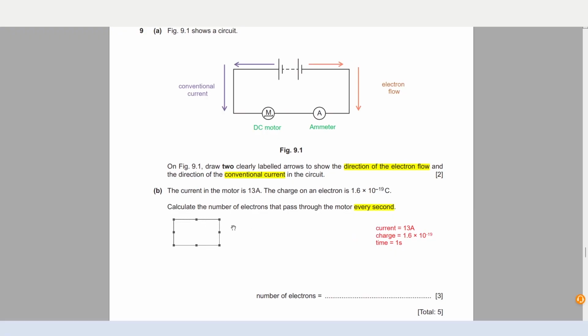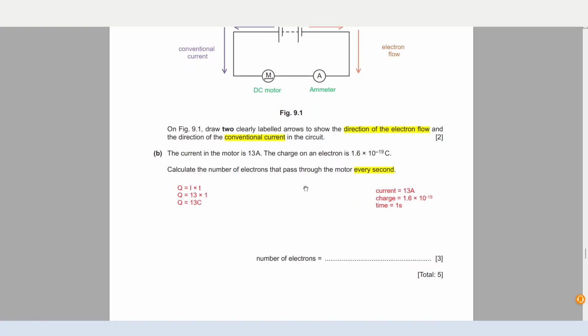The only equation which relates this is Q equals IT. This is electron charge. Remember this is electron charge. So we have to find the charge on motor. So to find the charge on motor, we have to use this equation, which is Q equals IT. We are given that the current is 13 ampere and the time is 1. So we get the charge as 13 coulombs.